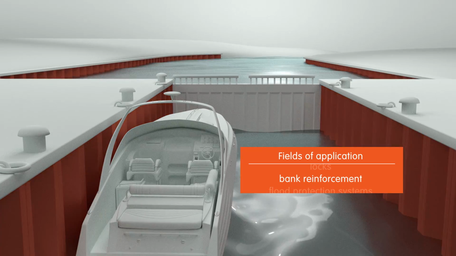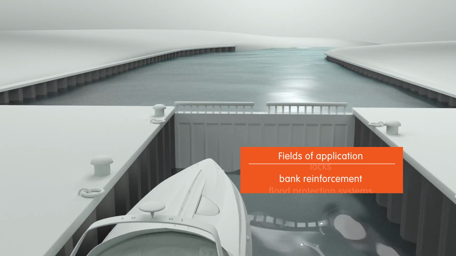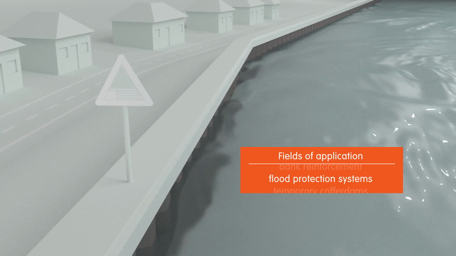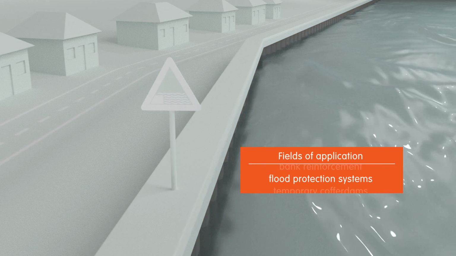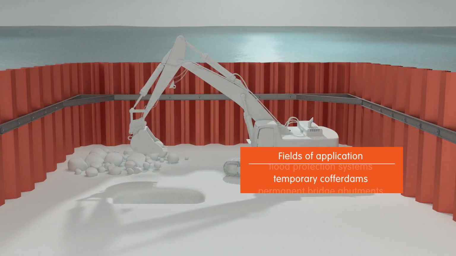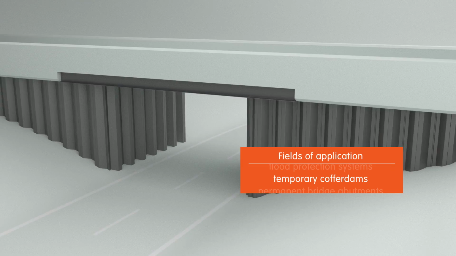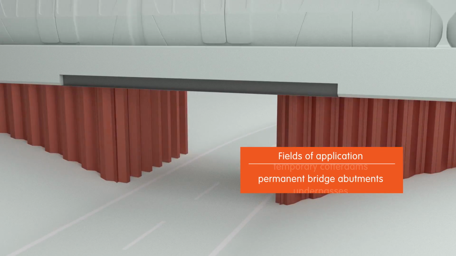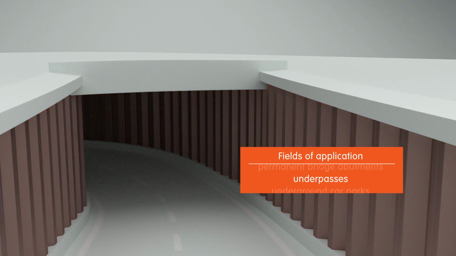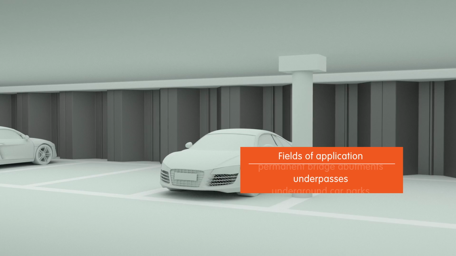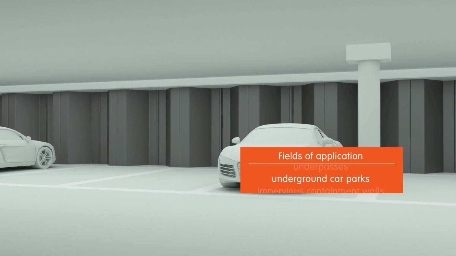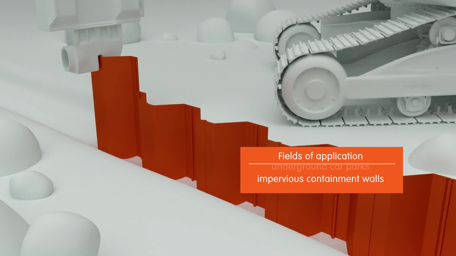Locks and bank reinforcement along rivers and canals, not forgetting efficient flood protection systems. Additional applications are temporary cofferdams on land and in water, permanent bridge abutments, retaining walls for underpasses, or underground car parks, and impervious containment walls.